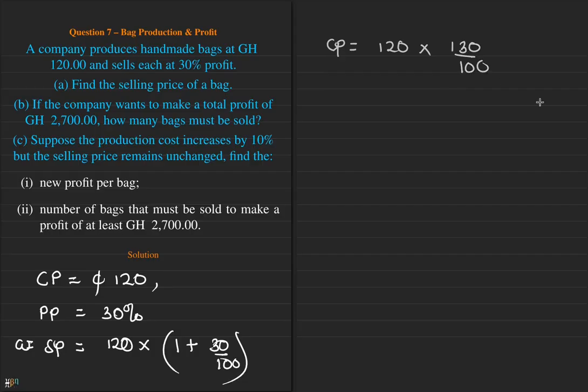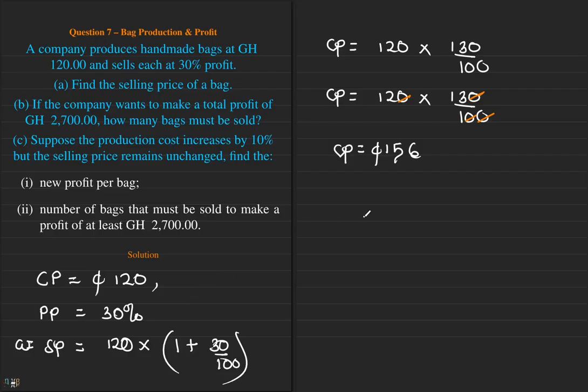Now, evaluating what we have here, we can simply say these trailing zeros do cancel out. We are then left with 12 times 13. So 12 times 13 simply gives us our selling price, which is equal to 156 cedis. As simple as that. So this is the cost of one bag. This is using the formula.